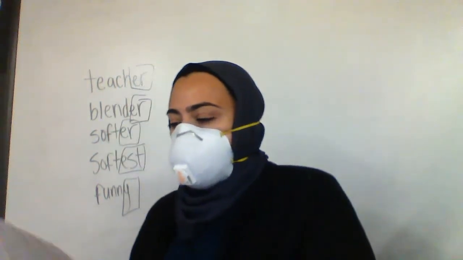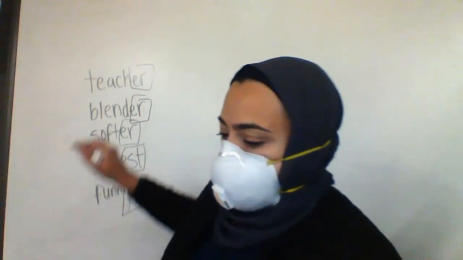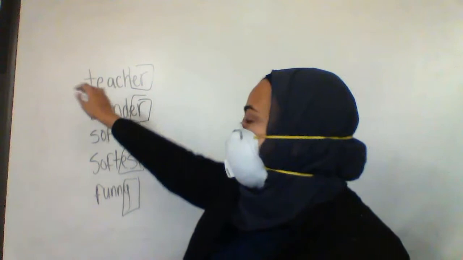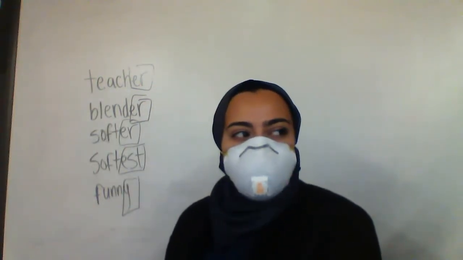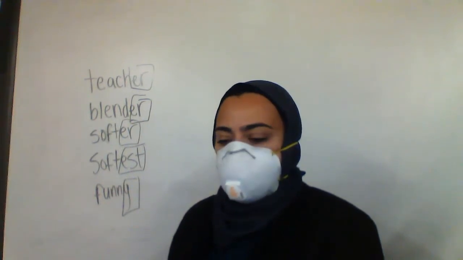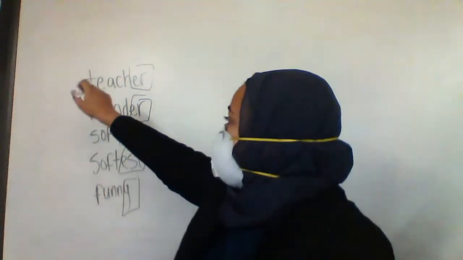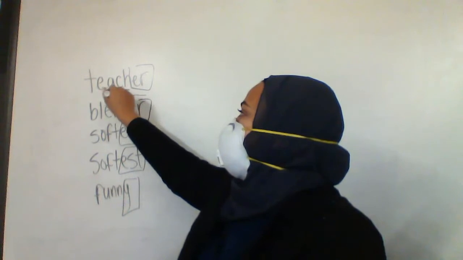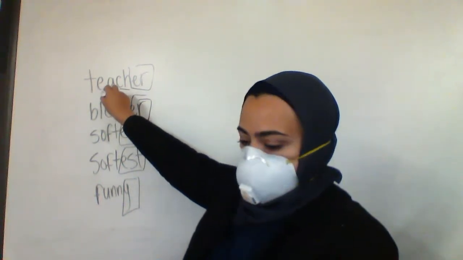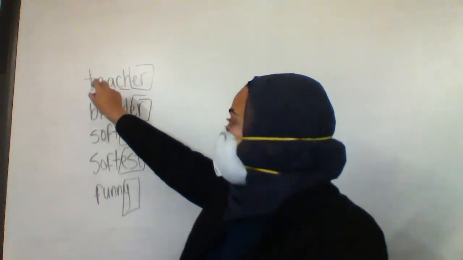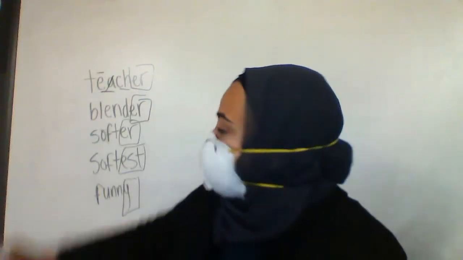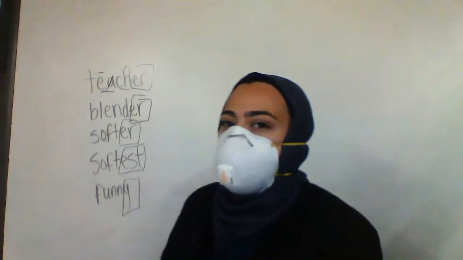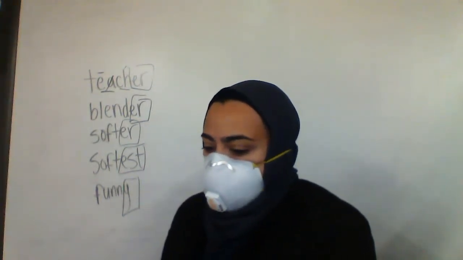All right, let's look at the root words and make sure there's a root word here. So what is the root word here? Teach. Is there a way we can code that? Yeah. How do we code teach? Good job. And then the accent. Everyone say teacher. Teacher. All right.